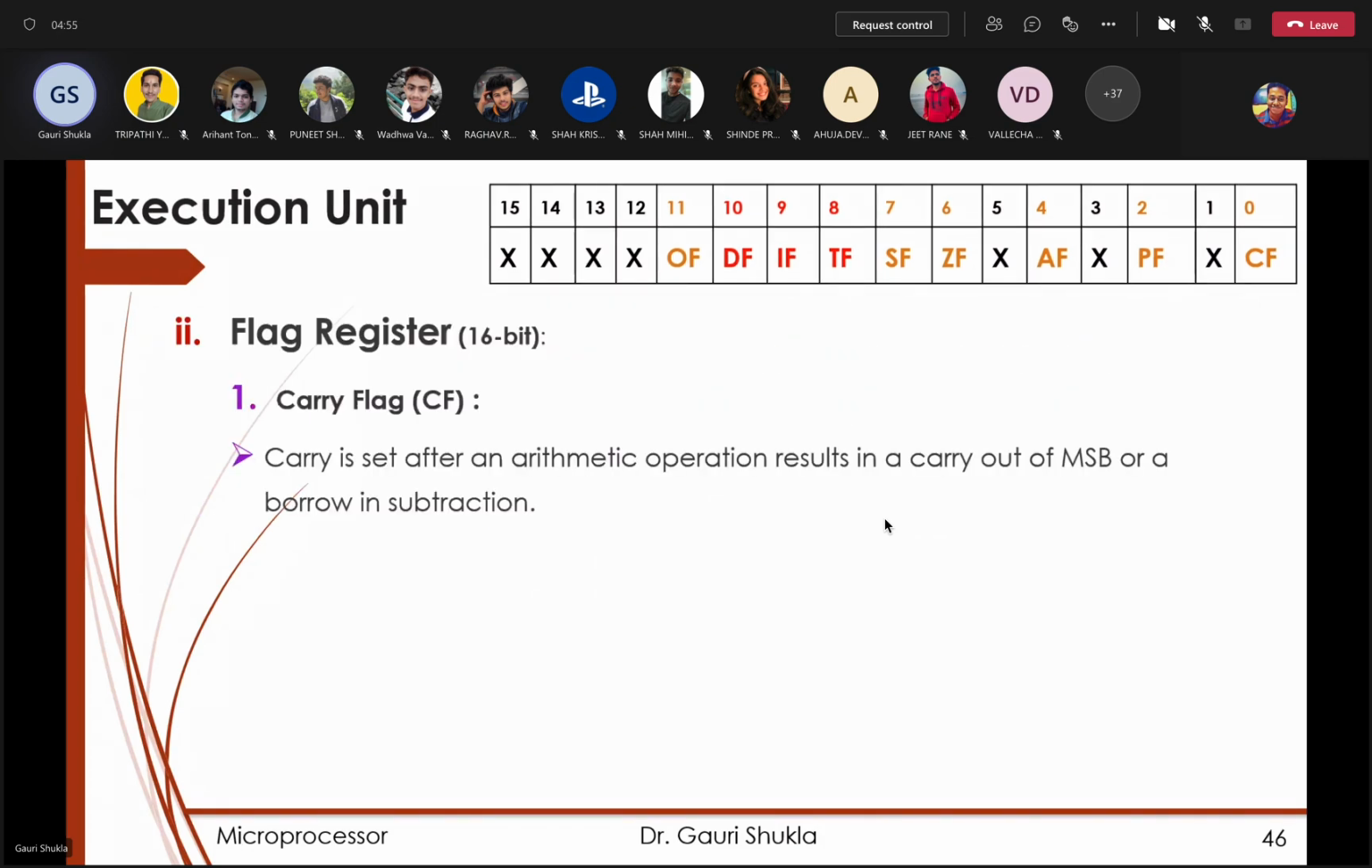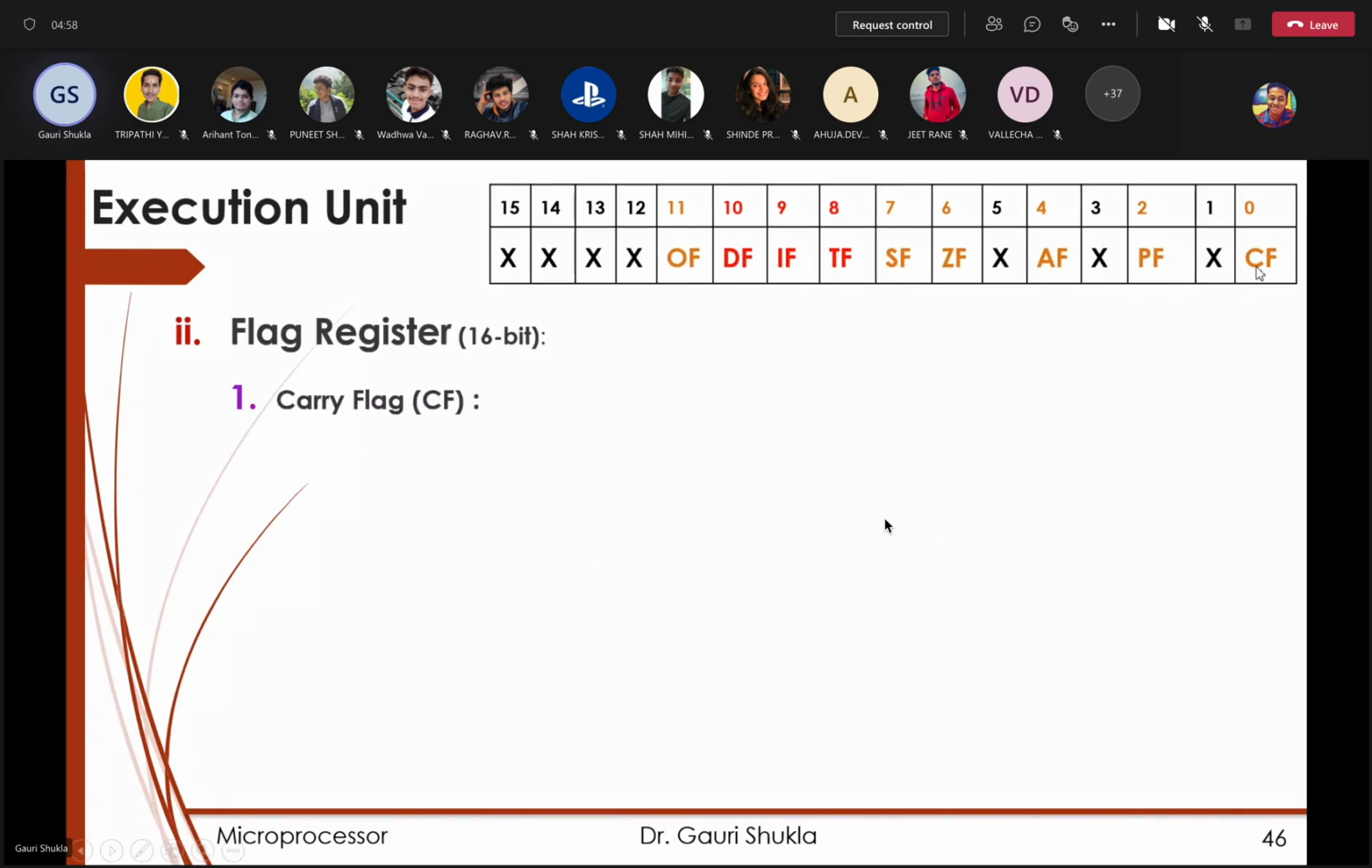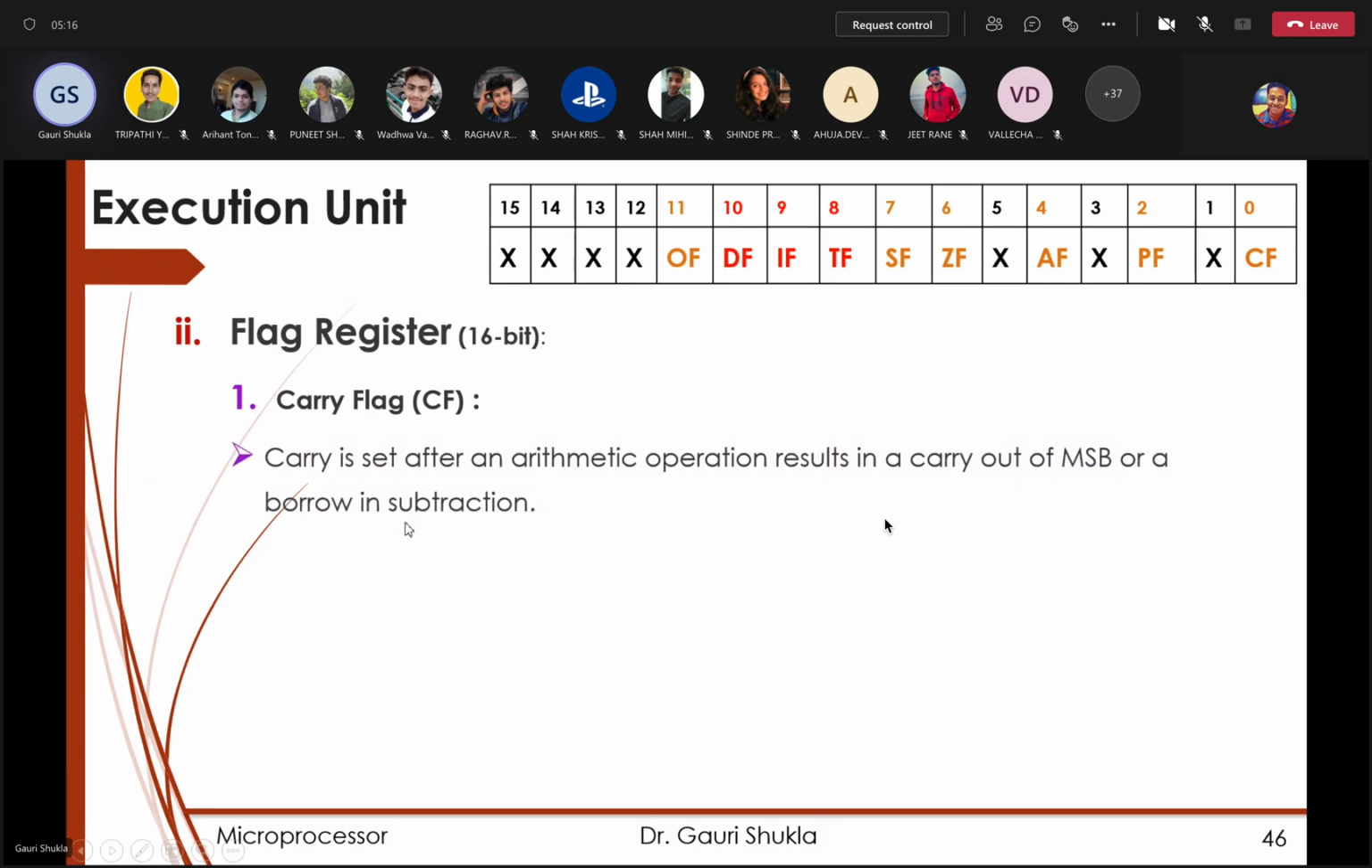We'll start one by one. So first one is the carry flag. As the word suggests, the carry flag will be set. See, by default, all these flags, or the flag register, is all zeros. When you boot the system, everything is 0, right? And then, because of addition or subtraction, if there is a carry or a borrow in subtraction respectively, because of this arithmetic operation, then only the carry flag will be set. So this bit will be set.